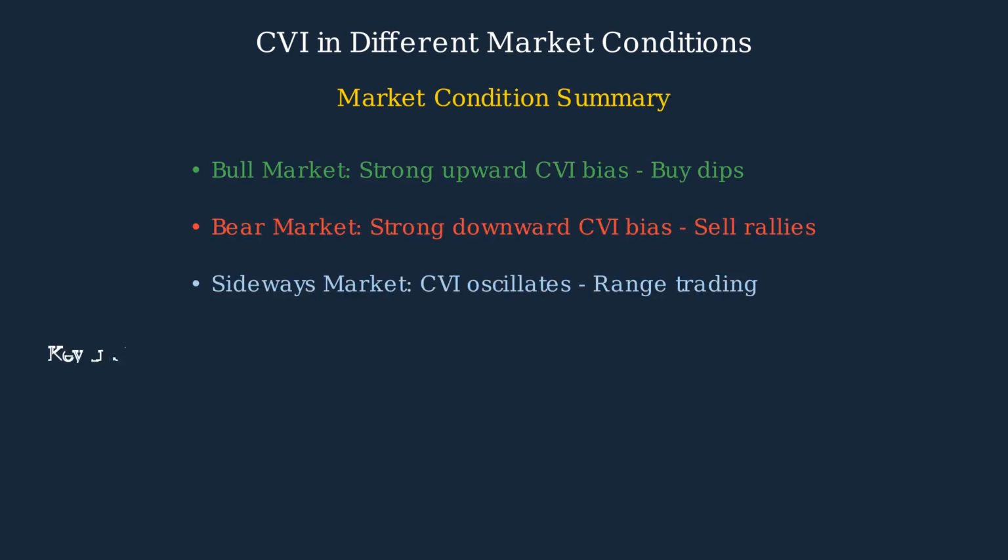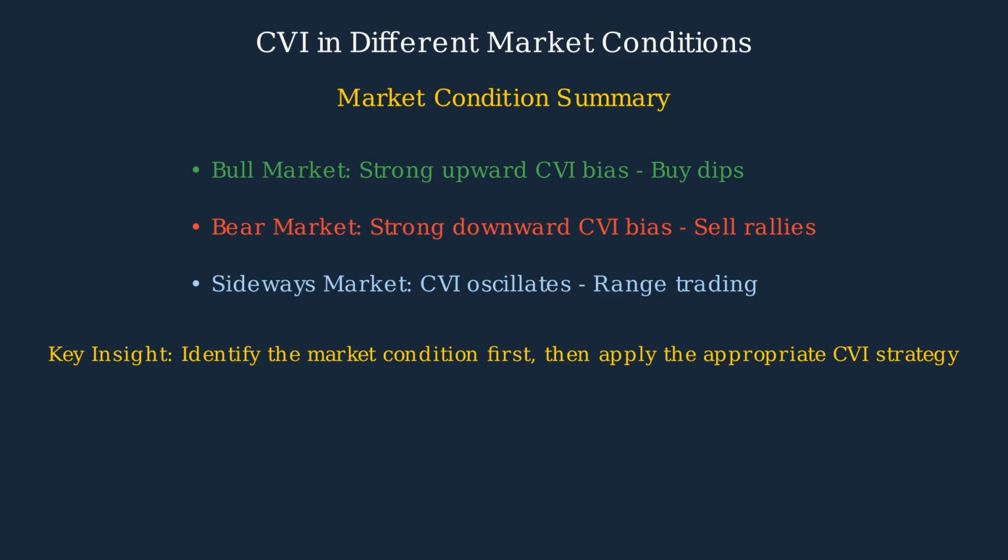To summarize, identify the market condition first, then apply the appropriate CVI strategy. In bull markets with upward CVI bias, buy dips. In bear markets with downward CVI bias, sell rallies. In sideways markets with oscillating CVI, employ range trading strategies or reduce position sizes.